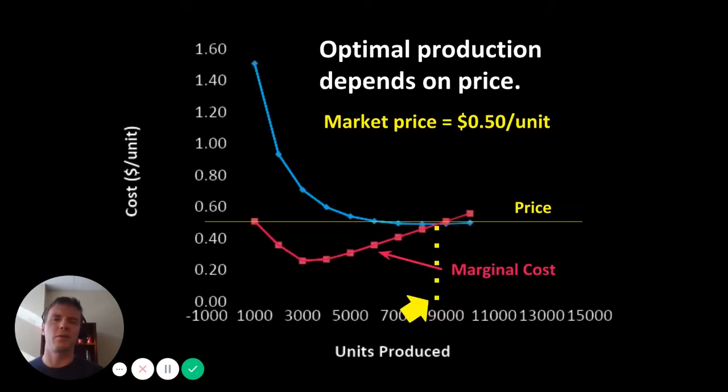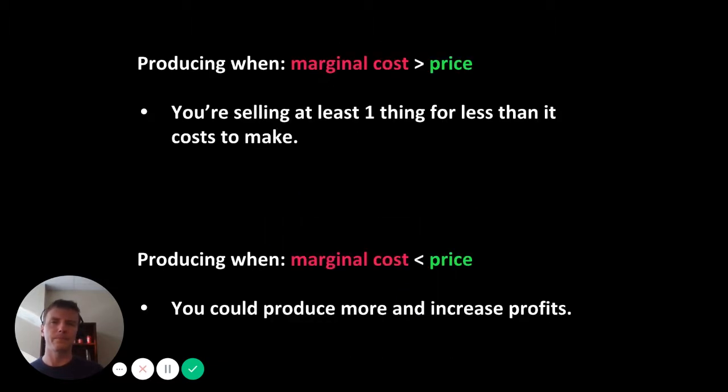So we can find that on this figure here. Again, we're assuming that the market price is 50 cents per unit, and then we can find exactly where the price intersects the marginal cost curve, and that point on the x-axis indicates the number of units that we should produce in order to maximize profits. So this would be the optimal number of units to produce.